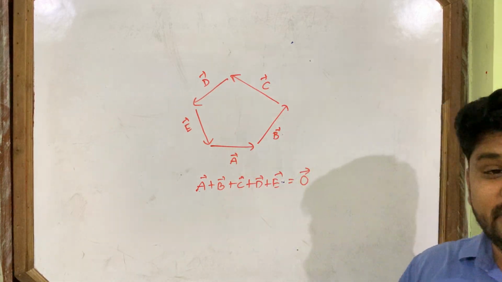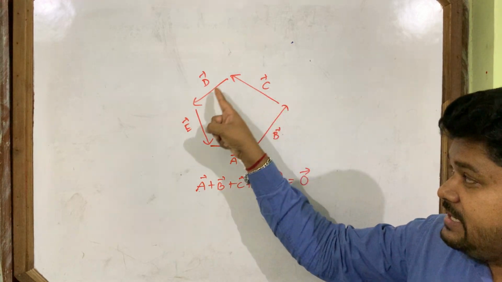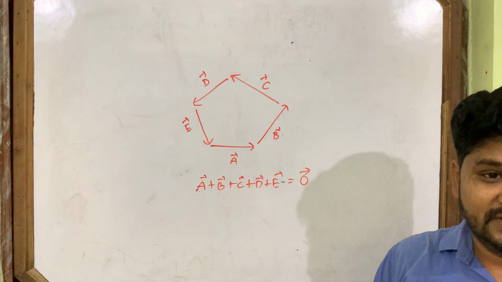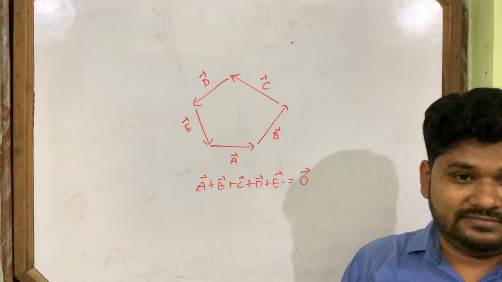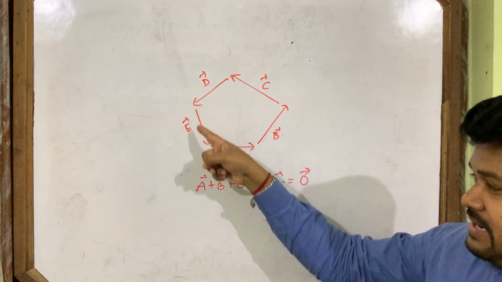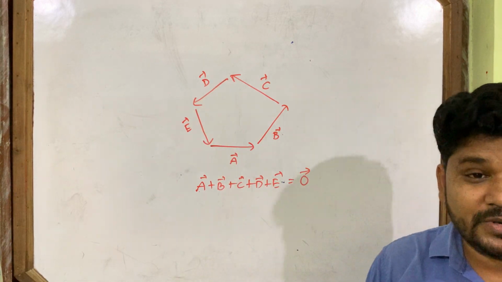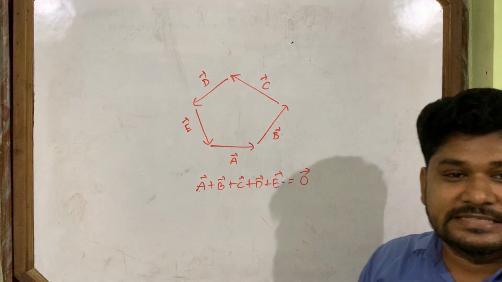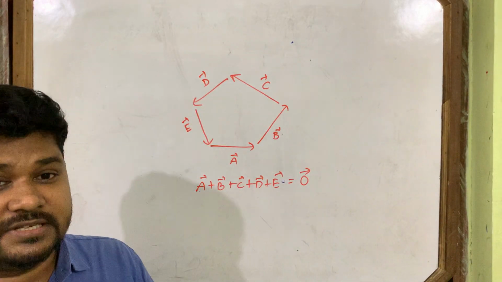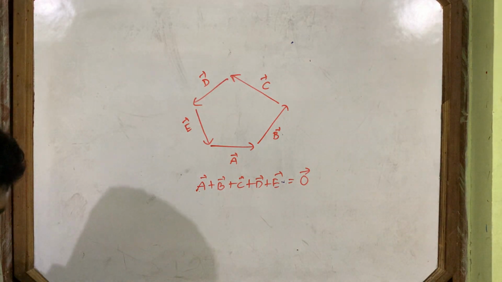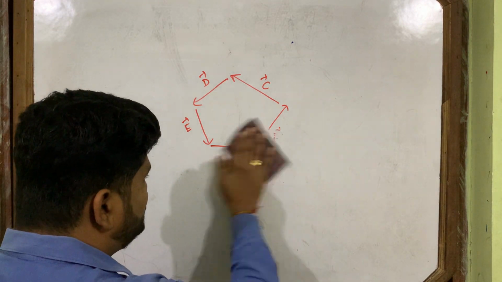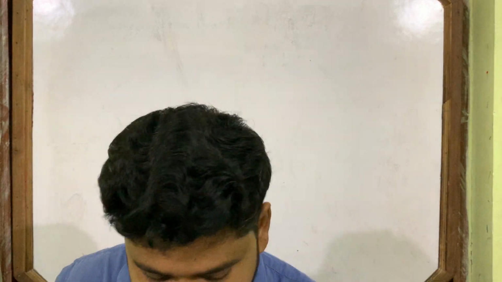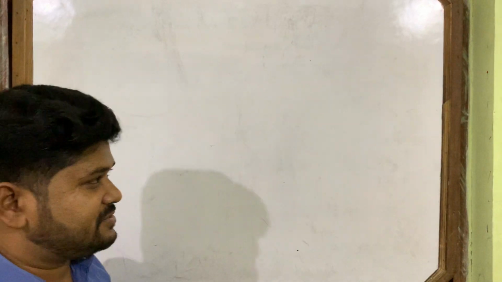So what is the alternate statement of polygon law? If a number of vectors are represented by sides of a closed polygon taken in the same order, then their resultant is 0. So this is all about the equilibrium of vectors. But one question from equilibrium always comes in exams.